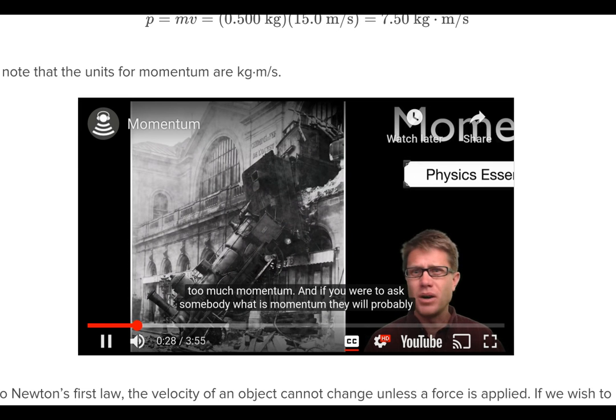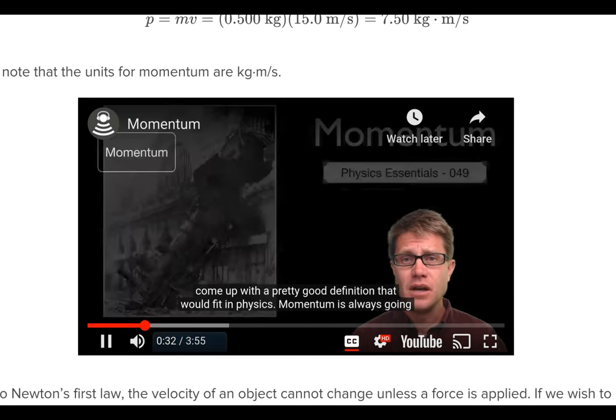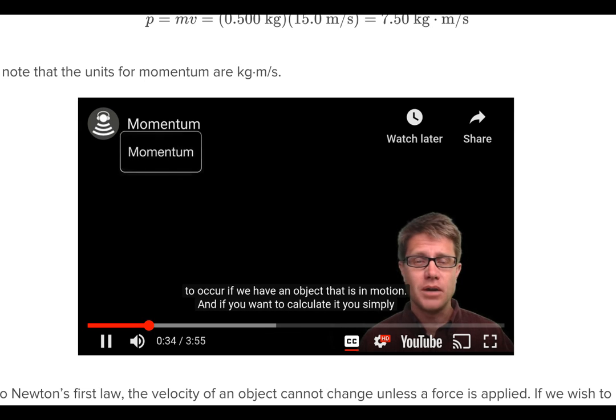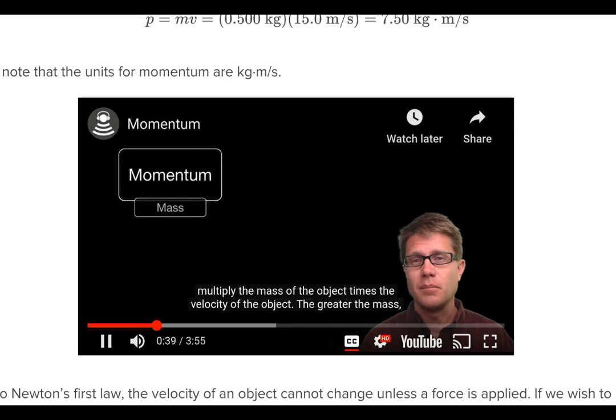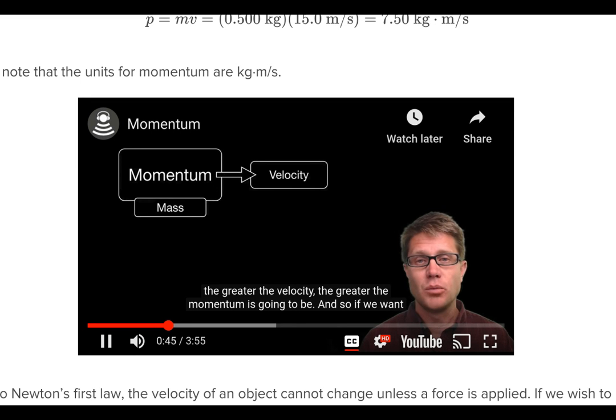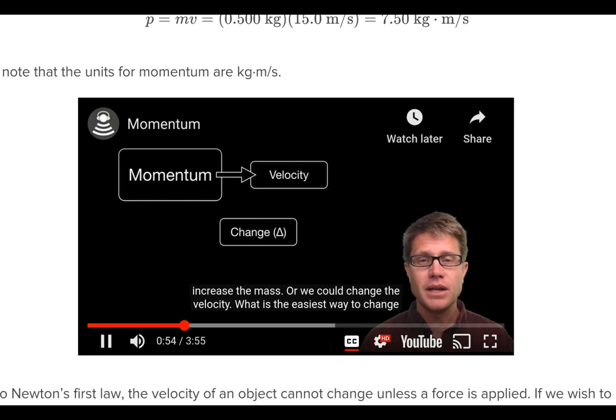And if you were to ask somebody, what is momentum? They'll probably come up with a pretty good definition that would fit in physics. Momentum is always going to occur if we have an object that's in motion. And if you want to calculate it, you simply multiply the mass of the object times the velocity of the object. The greater the mass, the greater the velocity, the greater the momentum is going to be. And so if we want to change our momentum, what could we do? Well, we could decrease the mass, we could increase the mass, or we could change the velocity. What's the easiest way to change the velocity? Apply a net force to that object.